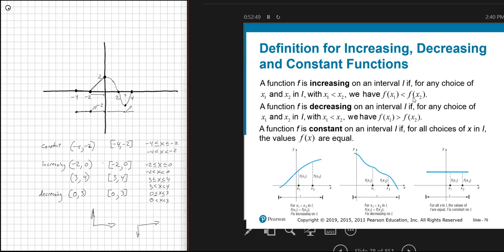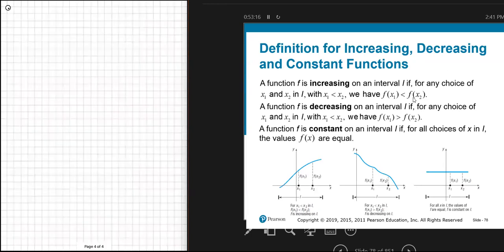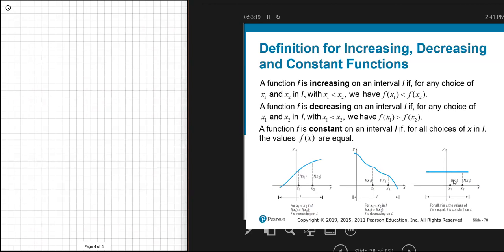Okay. A constant function is where the y values are always the same. Any x on the interval will give the same number. F of x for any number on that interval will be the same number. And that's a nice little graphic of it.